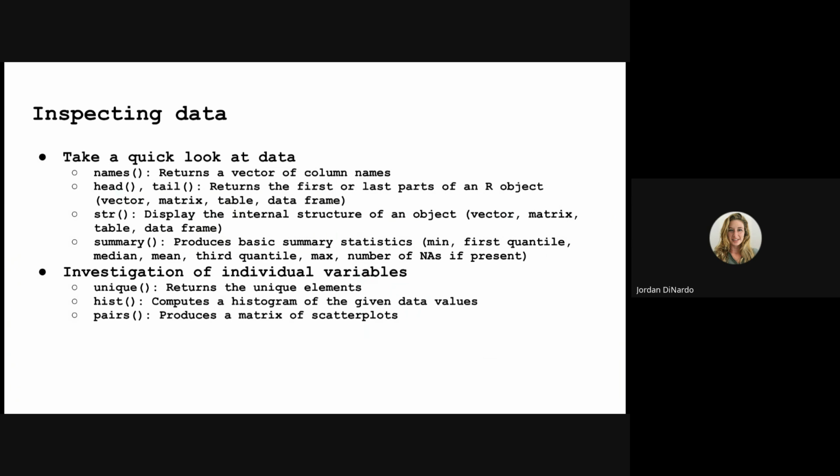Head or tail returns the first or last parts of an R object, in this case, a data frame. So it will give us, say, like the first 6 to 10 rows of the data set.